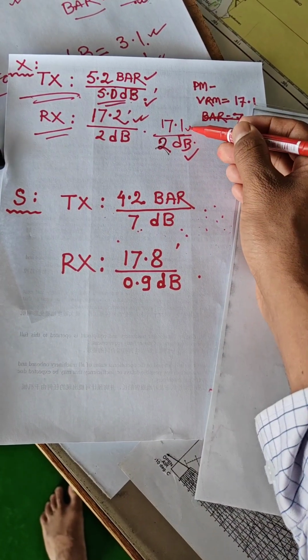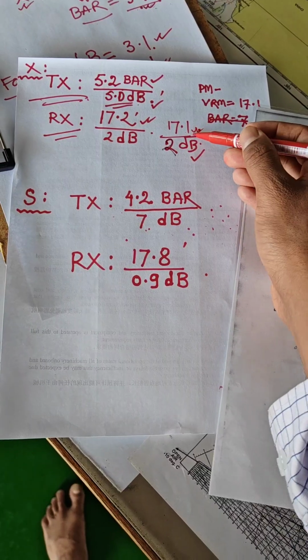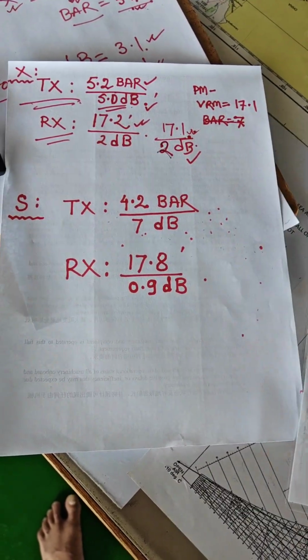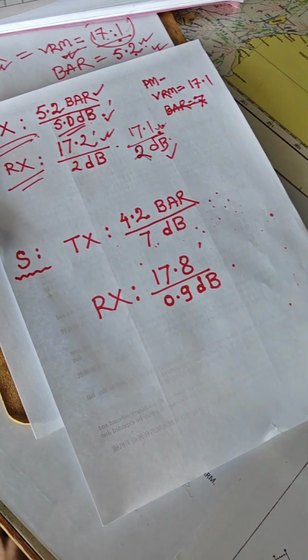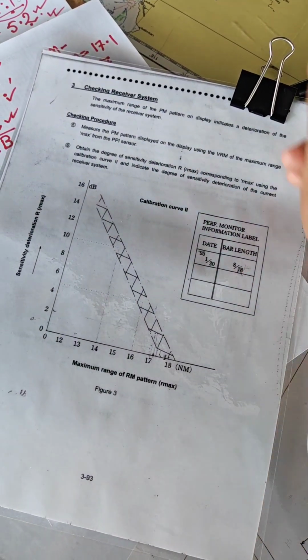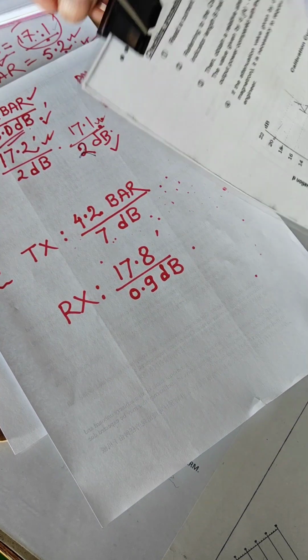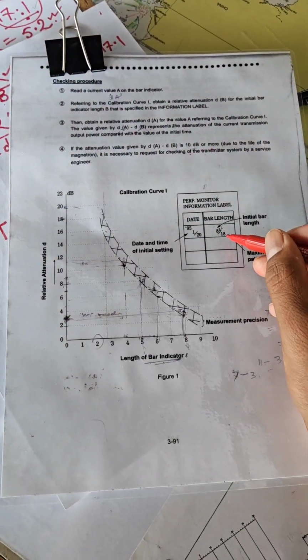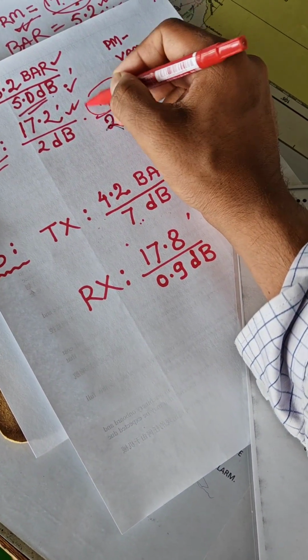By this value, the PM value, meaning the BRM value, you can understand how your magnetron life is. Remember, your initial BRM is 18. Also on this side you can find that your initial range is 18. So remember, now you found 17.1.